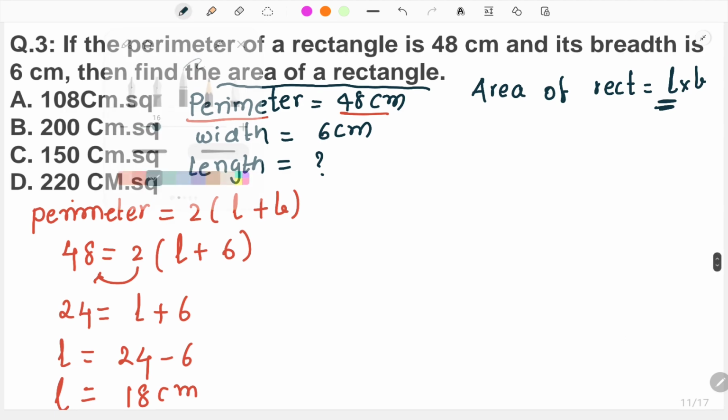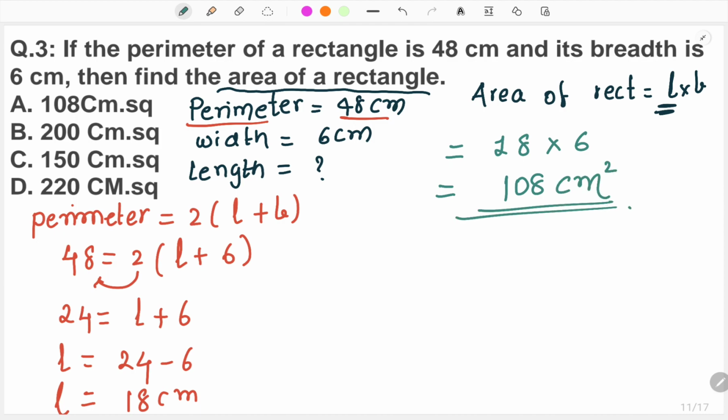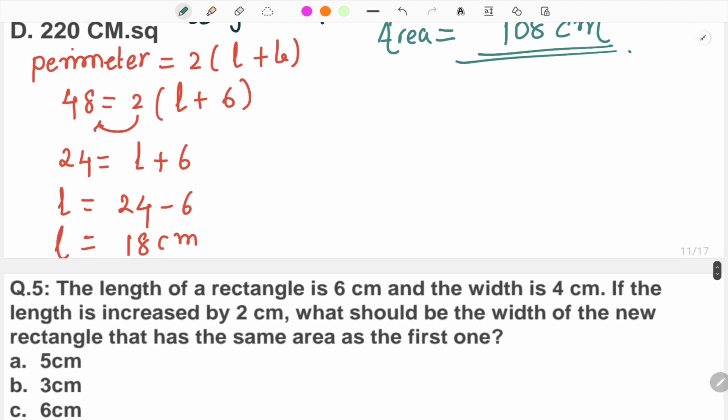I know the formula for the area of the rectangle. What is it? Length into breadth. Now I got the value for length. What is the value for length? 18 into, what is the value for width? 6 centimeter. So 18 times 6 will give me 108 centimeter square. Always remember, the value for the perimeter is in centimeter or meter, and that of the area of the rectangle is in centimeter square. Just focus on the units as well. So the area of the rectangle is equal to 108 centimeter square.